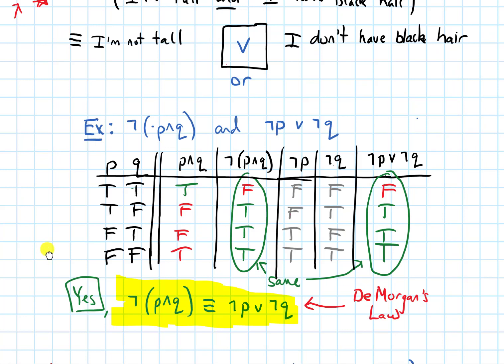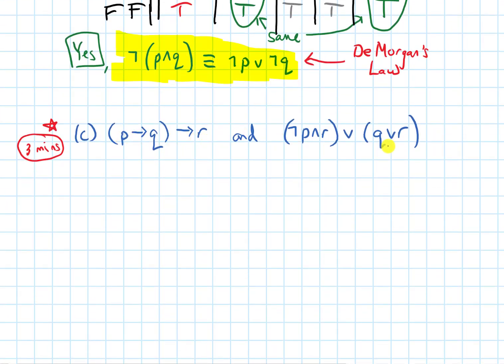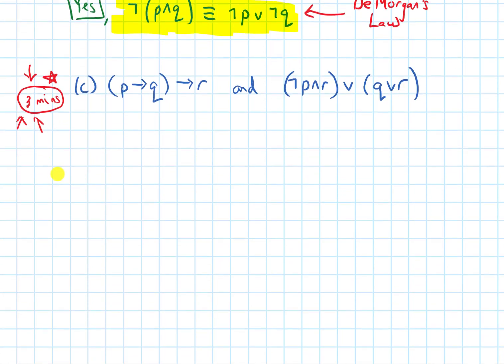And now let's look at one final example. So we have these two statements. I want to begin by giving you a chance to try this. So this time, pause the video for 3 minutes. 4, 3, 2, 1. Pause it for 3 minutes and try this.